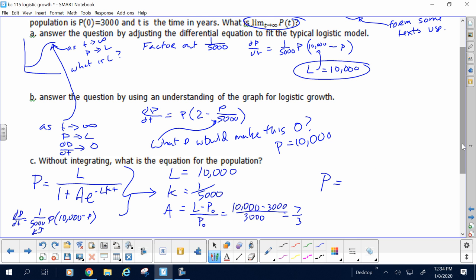Population is 10,000 over 1 plus 7/3 e to the negative LK t. What's LK? Actually, for the purpose of notes, we'll just not simplify, right? And then negative 10,000 times 1/5,000 t, but obviously we call that negative 2t. You follow? Okay. Does that make sense? All right.